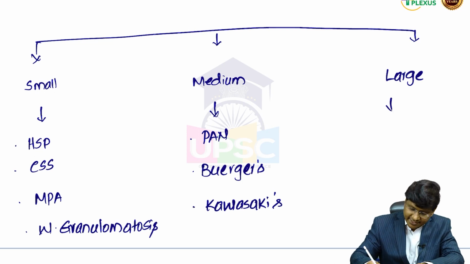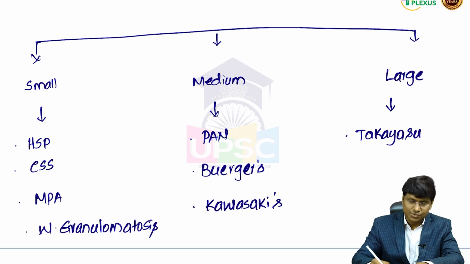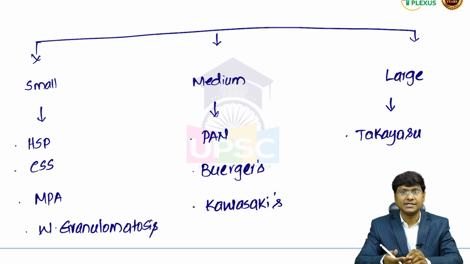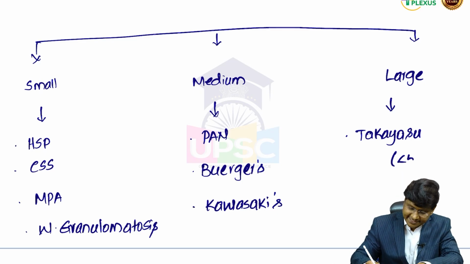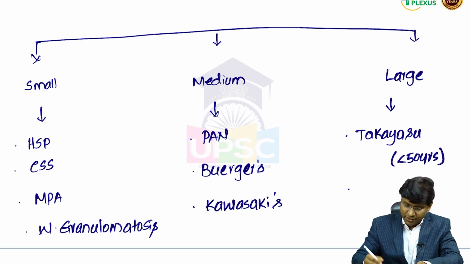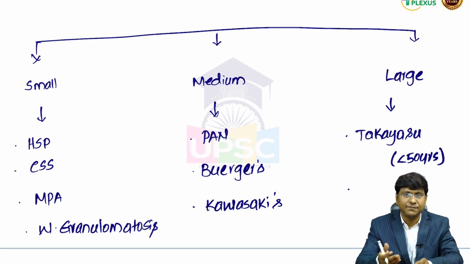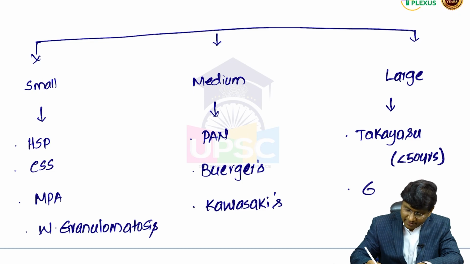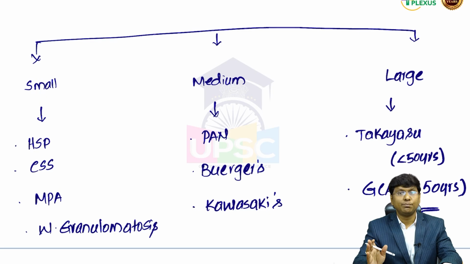The large vessel vasculitis, if you observe, that includes the Takayasu arteritis, right? So Takayasu arteritis, it is a large vessel vasculitis with age group less than 50 years. So in individuals with less than 50 years, you will have the Takayasu arteritis, which is a large vessel vasculitis. Whereas more than 50 years, if you take the large vessel vasculitis, that will be the giant cell arteritis. So giant cell arteritis, it is observed in age group more than 50 years.